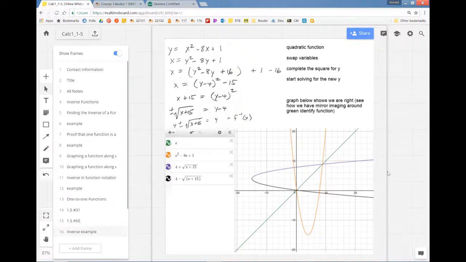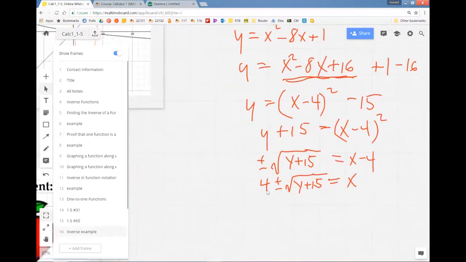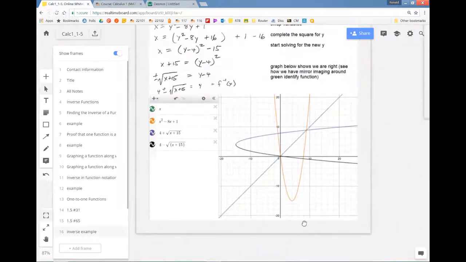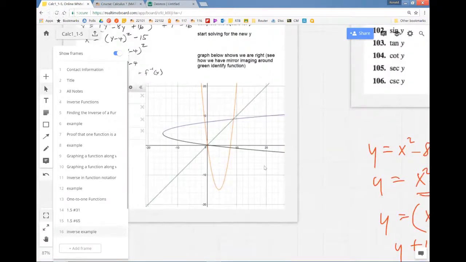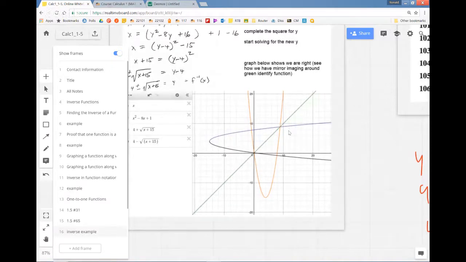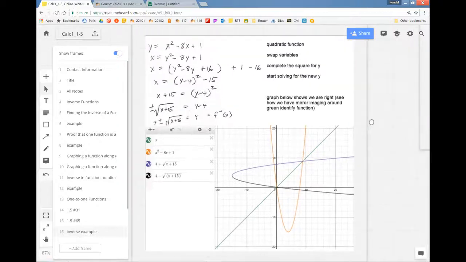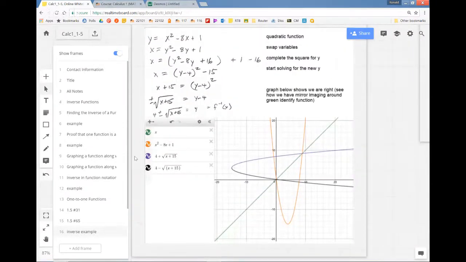Anyway, so I got down here these two answers, 4 plus or minus the square root of y plus 15. You can see that's not going to be a function, but it's an inverse. And when you plot it, you get these two, the purple and the black. And you notice with the original function in orange, that forms a nice symmetry with respect to the green line.